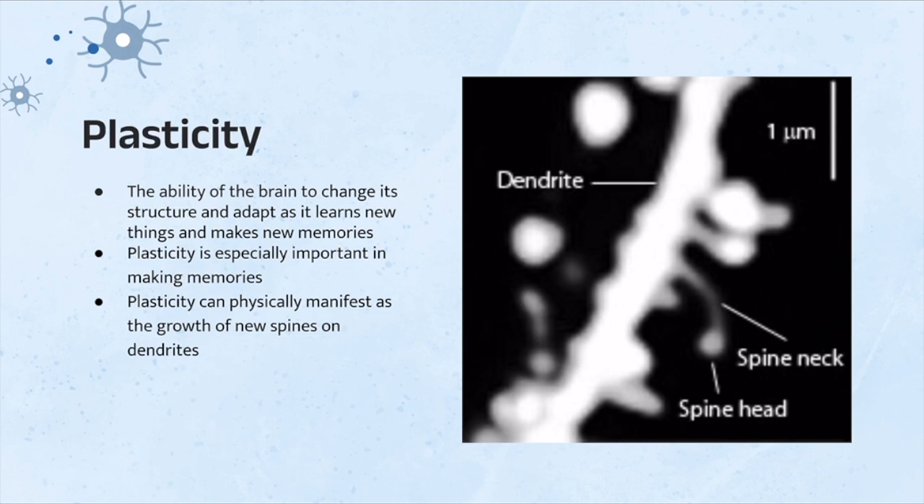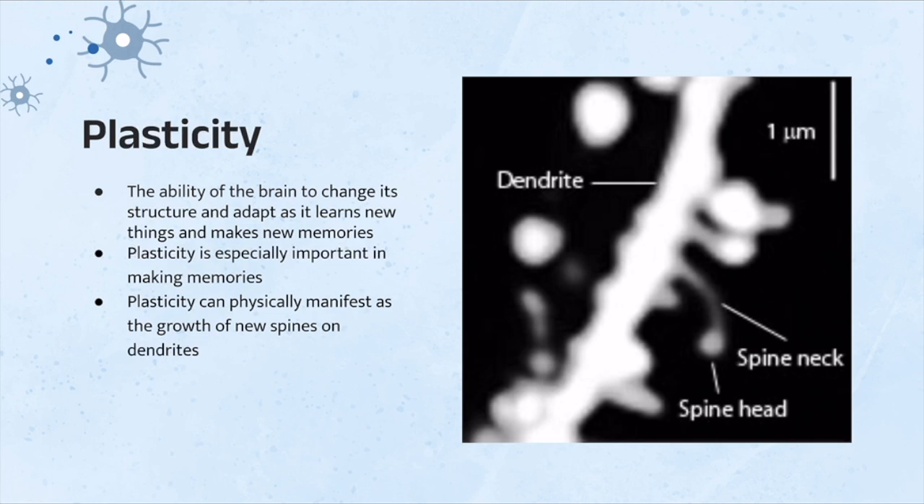So synapses are very important because they're related to something called plasticity. Plasticity is the ability of the brain to change its structure and adapt as it learns new things and makes new memories. Neurons are pretty much forming new connections, and they can't be regenerated. If it dies, it dies. So plasticity is the only way that they can reach and make new connections and strengthen old ones.